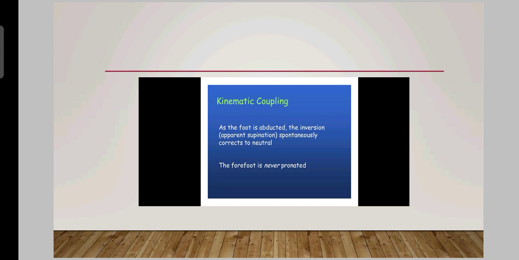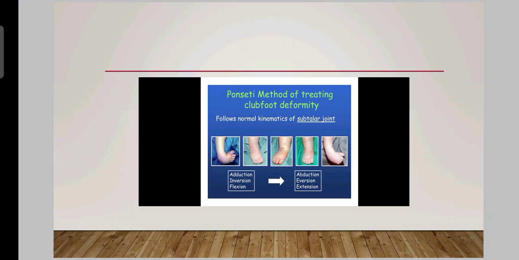Now, kinematic coupling: as the foot is abducted, the inversion, that is apparent supination, spontaneously corrects to neutral. The forefoot is never pronated, and without touching the calcaneus, the heel spontaneously comes out of the varus as the foot is abducted. So again kinematic coupling occurs. Abduction is so necessary, and this follows the normal kinematics of the subtalar joint for correction of the different deformities like adduction, inversion and flexion, that is equinus.